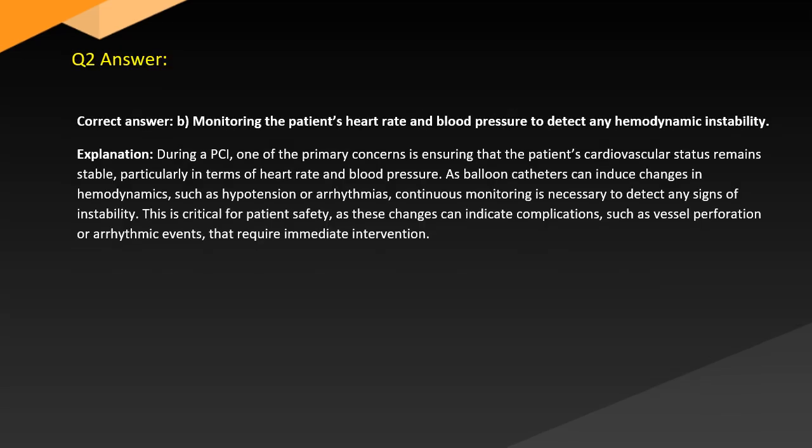Answer. Correct answer: B. Monitoring the patient's heart rate and blood pressure to detect any hemodynamic instability. Explanation. During PCI, one of the primary concerns is ensuring that the patient's cardiovascular status remains stable, particularly in terms of heart rate and blood pressure, as balloon catheters can induce changes in hemodynamics, such as hypotension or arrhythmias. Continuous monitoring is necessary to detect any signs of instability. This is critical for patient safety, as these changes can indicate complications such as vessel perforation or arrhythmic events that require immediate intervention.